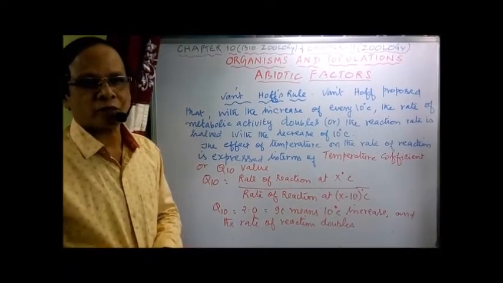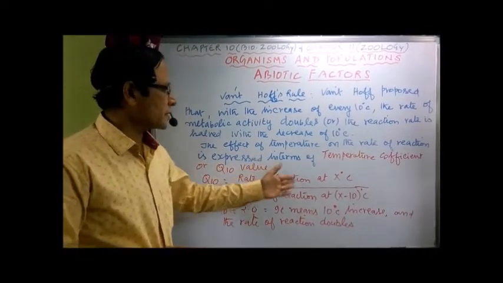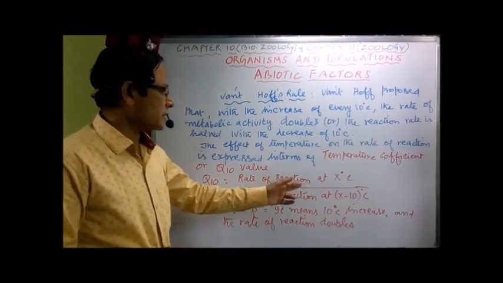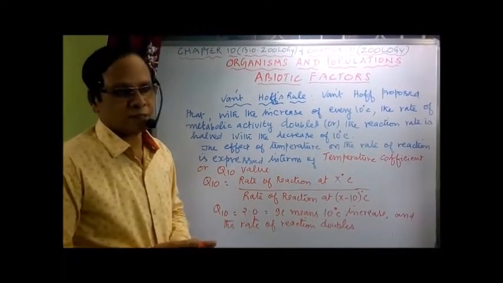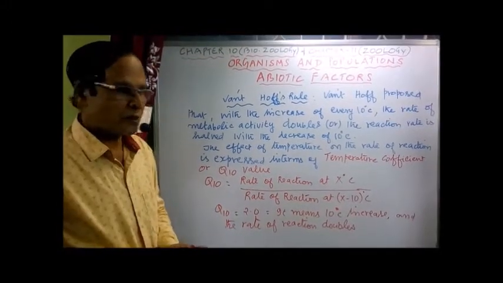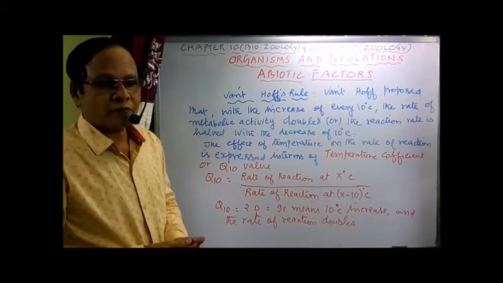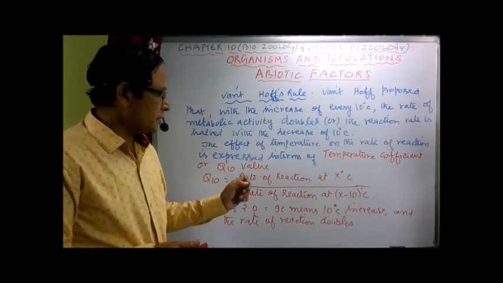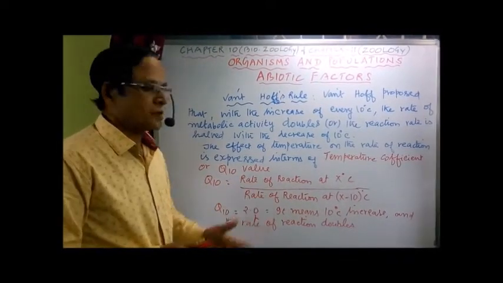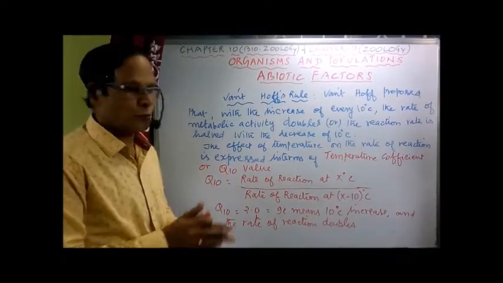How can you calculate the Q10? It is a ratio between the rate of reaction at x degrees Celsius and the rate of reaction at x minus 10 degrees Celsius. If you are calculating the value in a living system, the Q10 value is equal to 2.0. The meaning of that is, for a 10 degrees Celsius increase, the rate of reaction doubles. So in a living system, the Q10 value is always 2.